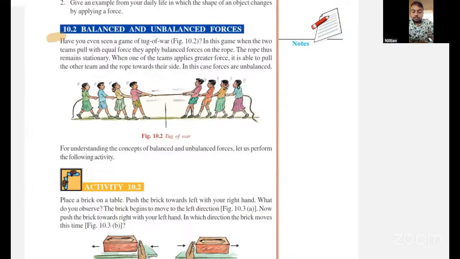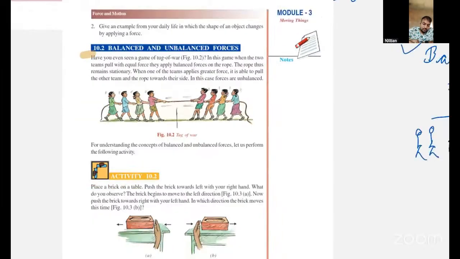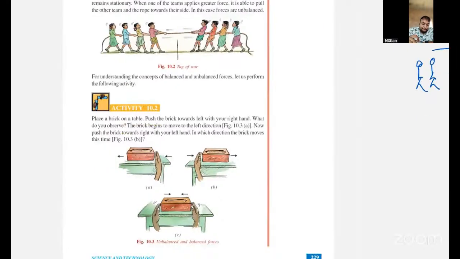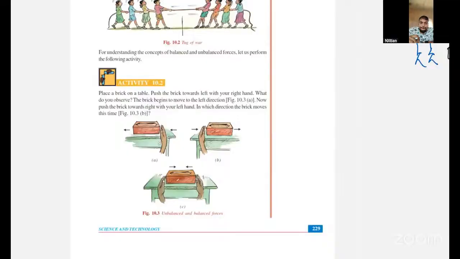Have you ever seen a game of tug of war? Figure 10.2. In this game, when two teams pull with equal force, they apply balanced forces on the rope. The rope thus remains stationary. When one of the teams applies greater force, it is able to pull the other team and the rope towards its side. In this case, forces are unbalanced. For understanding the concepts of balanced and unbalanced forces, let us perform the following activity.